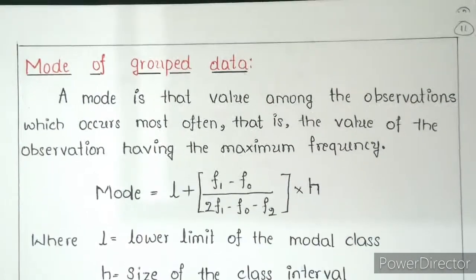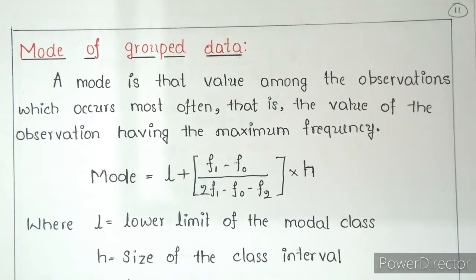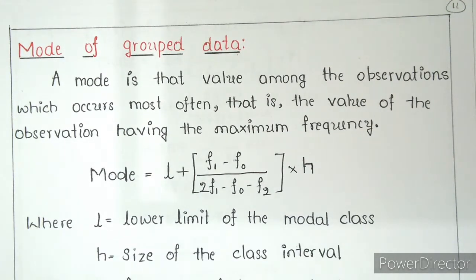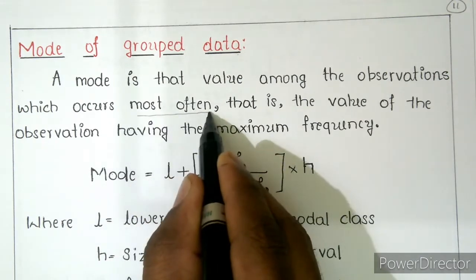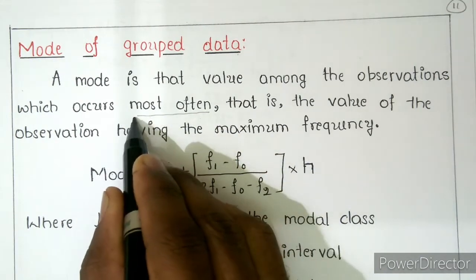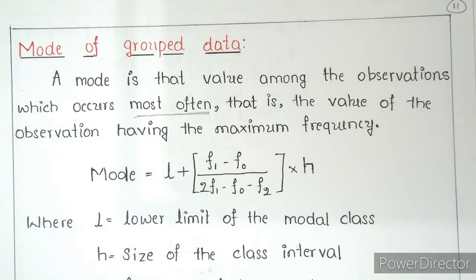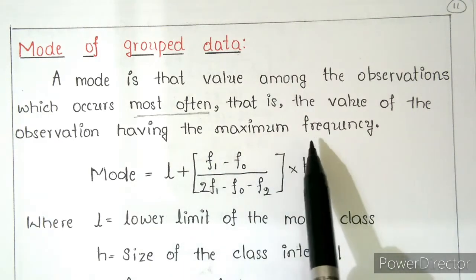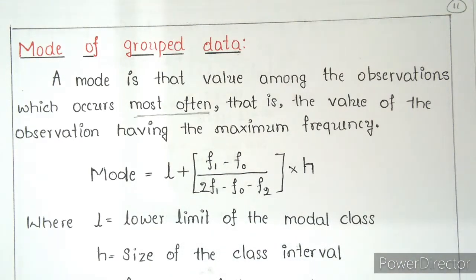So next new topic, mode. Already you know that mode is that value among the observations which occurs most frequently, that is, the value of the observation having the maximum frequency. A mode is that value among the observations that occurs most often. So if a certain number appears more times, then that number itself is the mode.